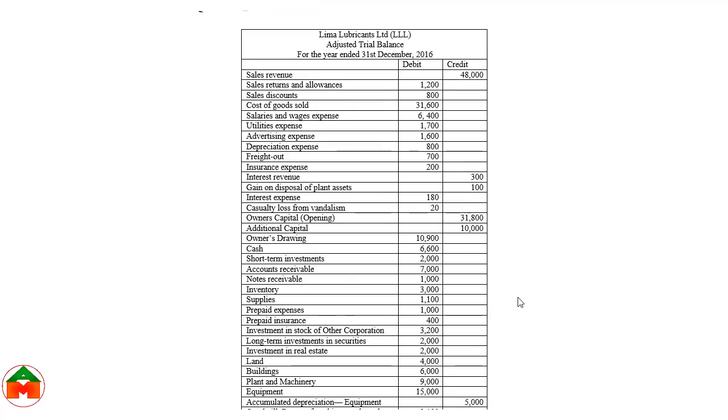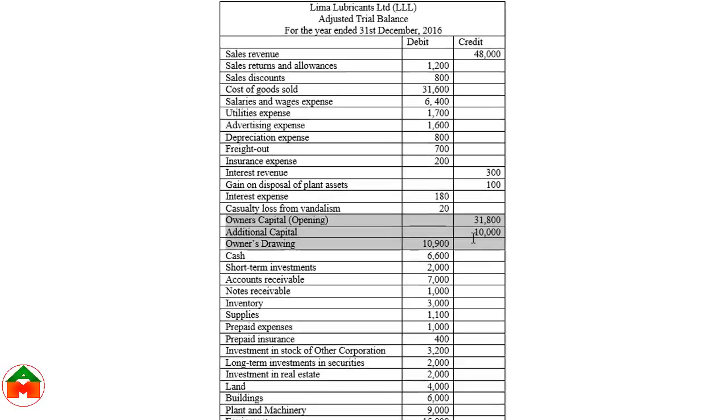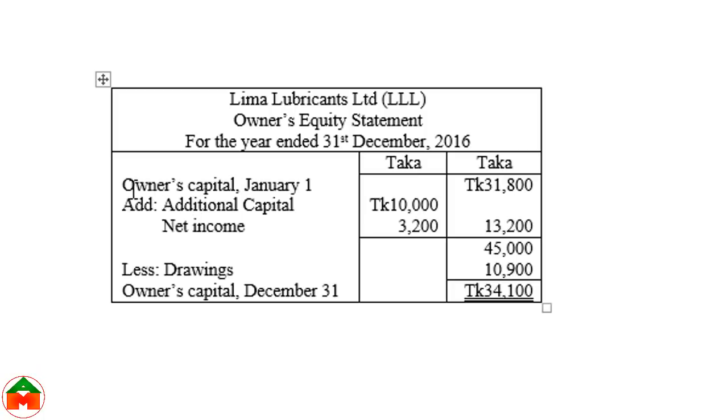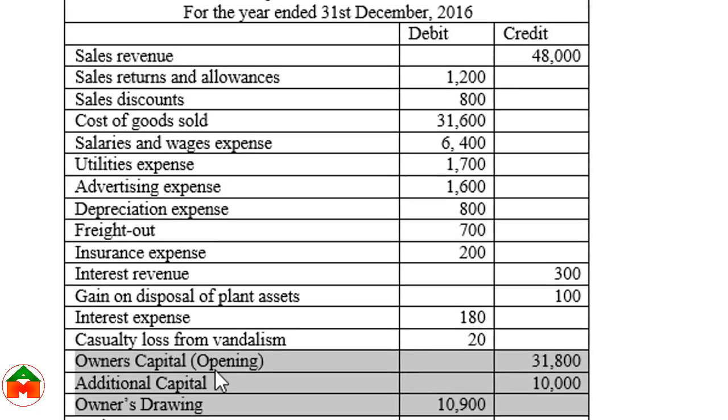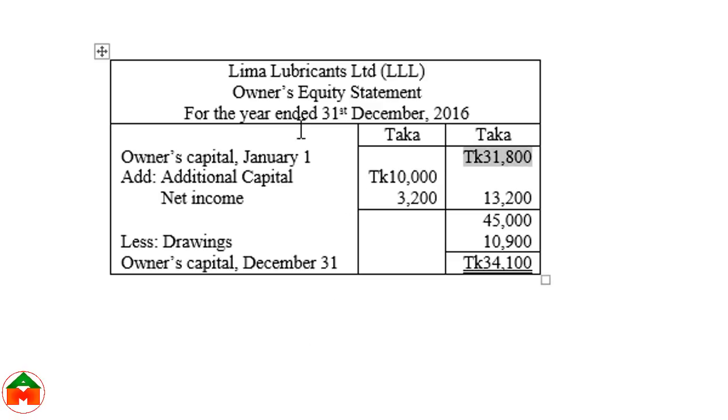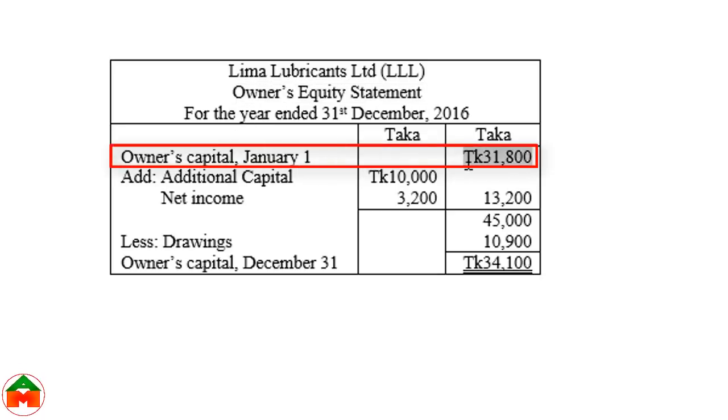Now we will prepare the owner's equity statement from these items: owner's capital, additional capital, and owner's drawing. Let's see how to prepare it. Here we can see owner's capital. This is the opening capital, which is 31,800. From the question we can see the owner's opening capital is 31,800. It will be shown in the first section of the owner's equity statement. Here the opening capital is 31,800.